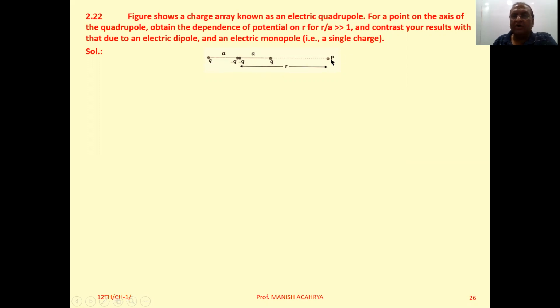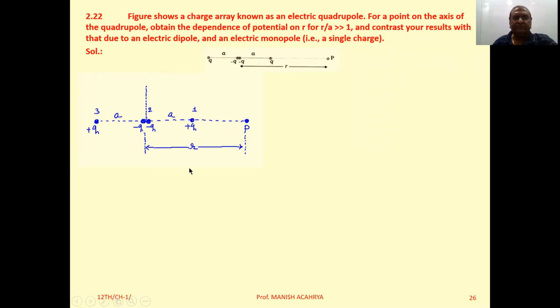Now on the axis of it, at a point P which is at a distance r from the center of the quadrupole, we want to find the potential. Very simple thing. We have to take the potential due to this plus q charge. Then here at the center, the total charge is minus 2q, so due to this minus 2q we have to take the potential at P. Then again, due to this plus q, we have to take the potential at P.